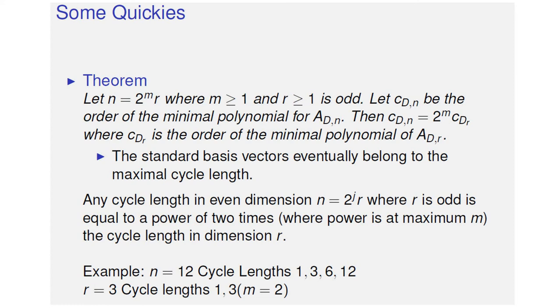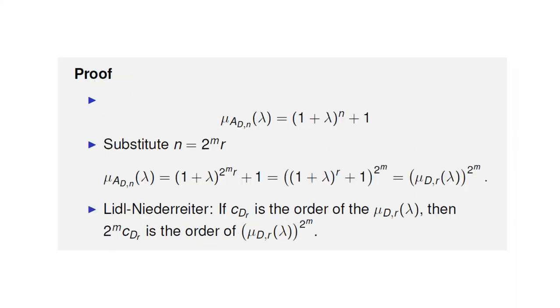So n equals 2 to the m times r. You were talking about the cycle lengths where you have 2 to the m. You can just pull it from the minimal polynomial immediately. So there's nothing there. You can actually get everything quickly. And you can get the submaximal cycle lengths. This might be too hard to understand right now.